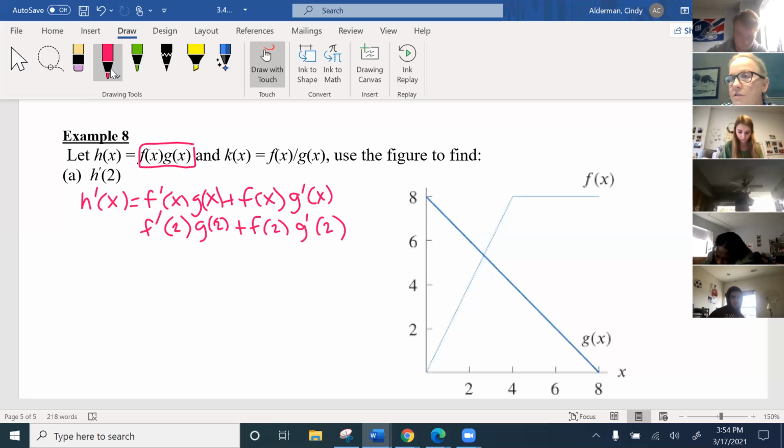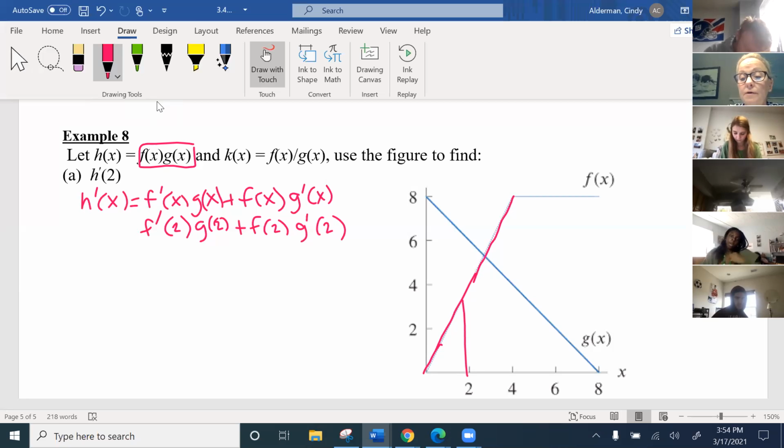So f prime means the slope at that point, right? F, the function f at 2, means what's the y value, right? All right, so let's look at 2. What's the slope of the f function? So we're talking about this function, slope at 2. Actually the slope everywhere between 0 and 4 would be the same, right? So the slope there we could figure out by going rise of 2, run of 1. So we could say the slope at 2 is 2 over 1.